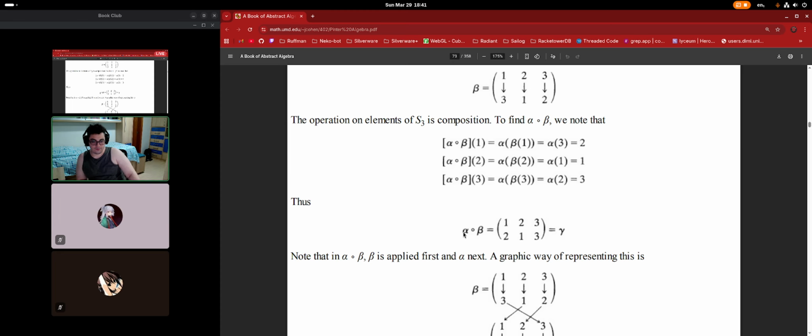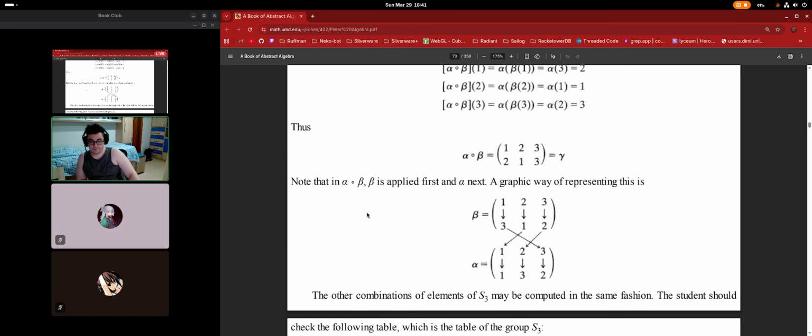So if you compose alpha after beta, you get this result, which is called gamma. Note that in alpha after beta, beta is applied first and alpha next. That's why I read this as alpha after beta. A graphic way of representing this is just by using the arrows.